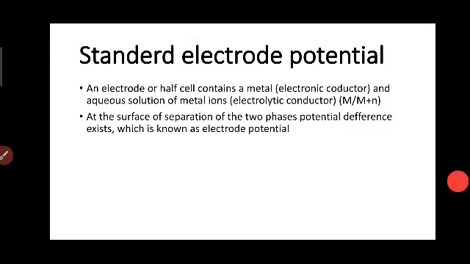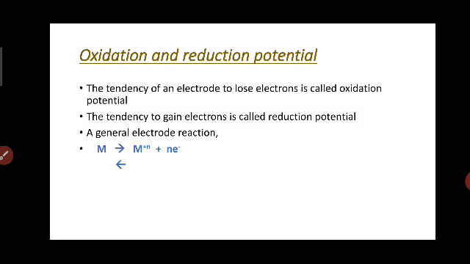An electrode or half cell contains a metal, which is called the electrode, an electronic conductor, and an aqueous solution of metal ions, the electrolytic solution or electrolytic conductor. At the surface of separation of the two phases, a potential difference exists, which is known as the electrode potential. Electrode potential has oxidation and reduction potentials.